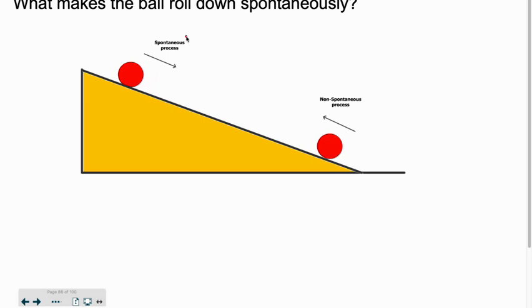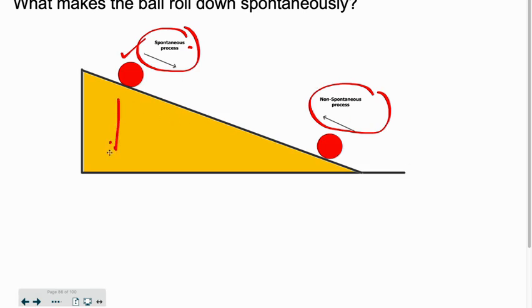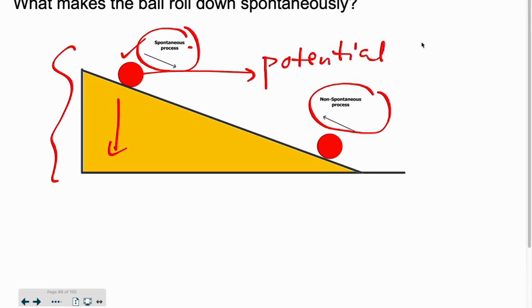So here we see that the ball is going to roll down spontaneously, and the ball does not roll up spontaneously. So it's non-spontaneous. So the question now becomes, what is making this ball roll down on its own? Well, you might come up with the fact that there's gravity pulling it down. You might also come up with the fact that this hill is at an angle. More importantly, however, is that you'll see that this ball has stored energy, or it has potential energy.